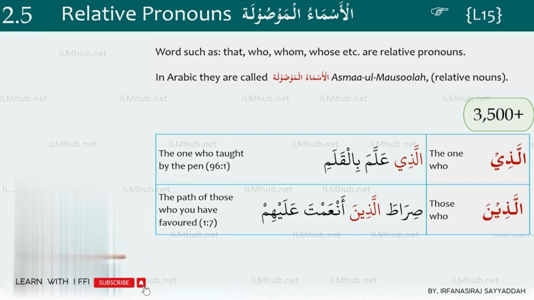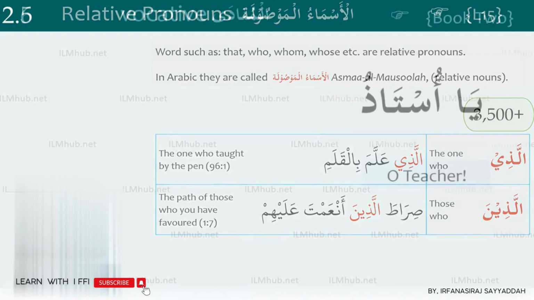So you can see here, alladhi, alladhina. Very commonly used in the Quran. Relative pronouns in Arabic, they're a category of ism, and they're always definite.